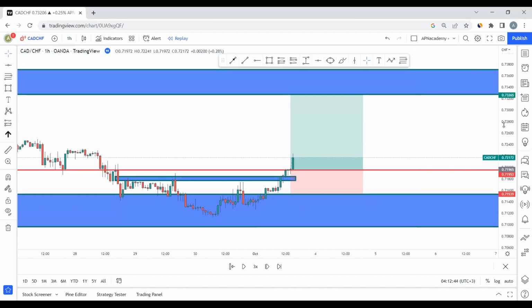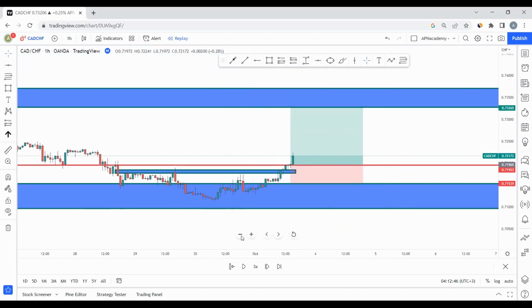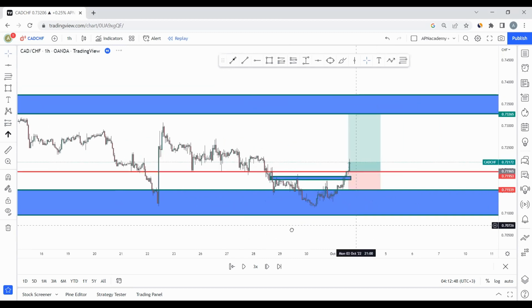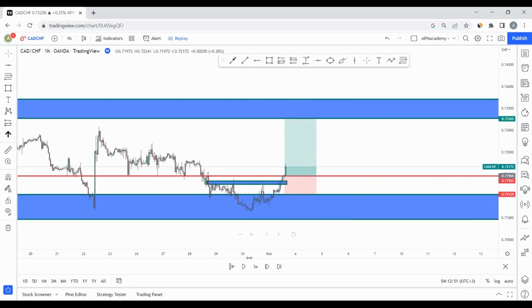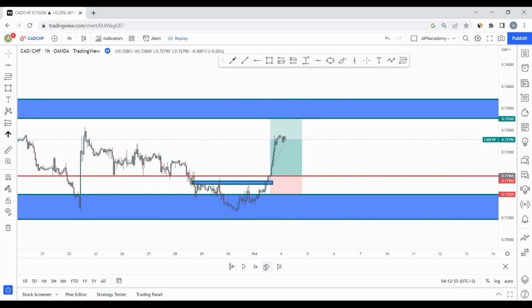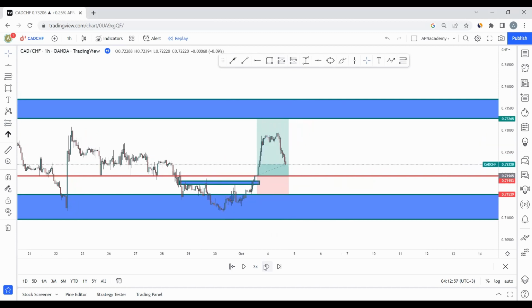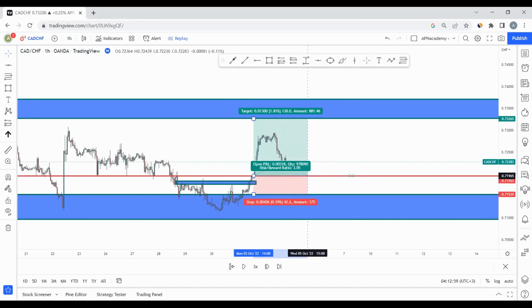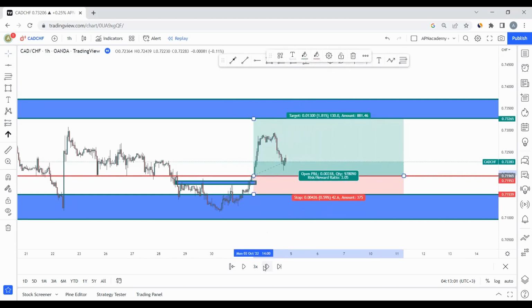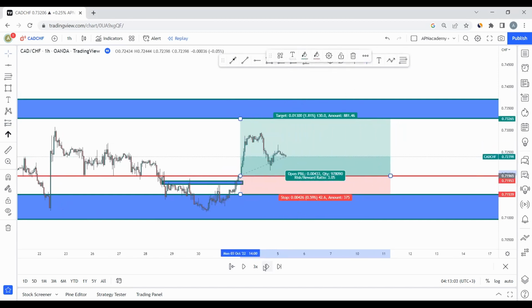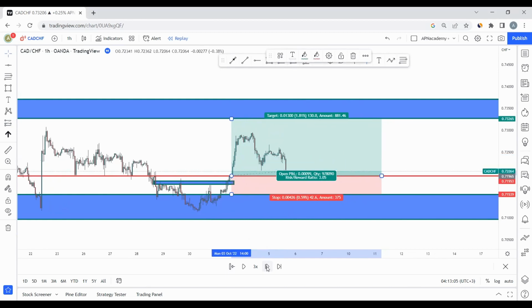So let's see how the market will play out. The moment it comes back to give us a retracement, then you'll be able to take more trades. Let's see how it plays out, right? We had a little bit of the market going to profit and then came back down, right? So let's see if we shall hit take profit or we shall hit stop loss.